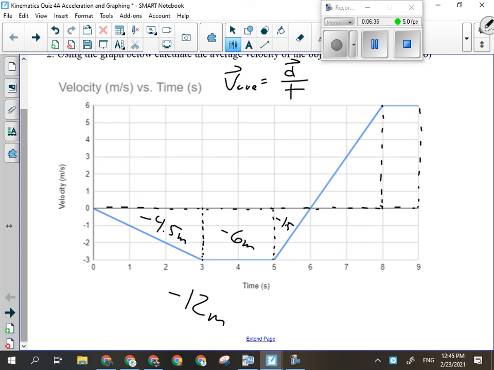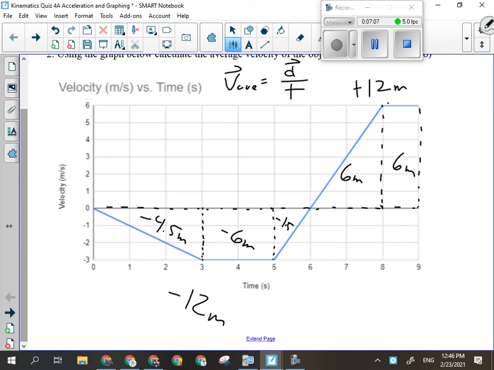All right, now I look over here where the object has started into the positives. Now it's moving forwards. So I've got this triangle here that's 2 on the base and 6 high. Okay, so 2 times 6 is 12, divided by 2 is 6 meters. And then I've got this one that's 6 times 1, 6 meters. So I've got 12 positives and 12 negatives. What's my total displacement? 0. Which means my average velocity is also 0.